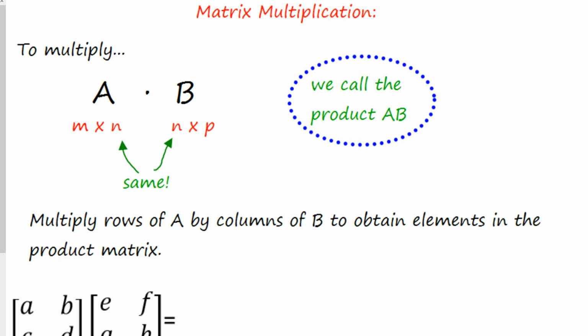Therefore, if you're going to multiply matrices A and B, the number of columns of matrix A has to be the same as the number of rows of matrix B. Those inside 2 numbers must be the same. The product, when you multiply A times B, you can just call AB. You don't need a symbol in between.